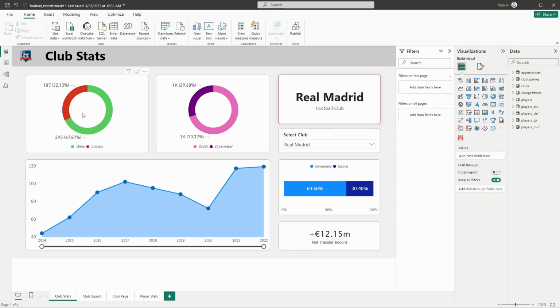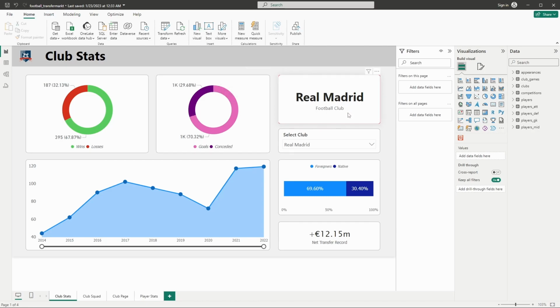And adjacent to this particular graph, we have another donut chart, and this presents all of the goals transferred between Real Madrid and its opponents. Okay, so basically the total number of goals scored and the total number of goals conceded. So you can see among all of the goals transferred, about 70% of them were scored by Real Madrid themselves, and the remaining 30% were the goals Real Madrid conceded.